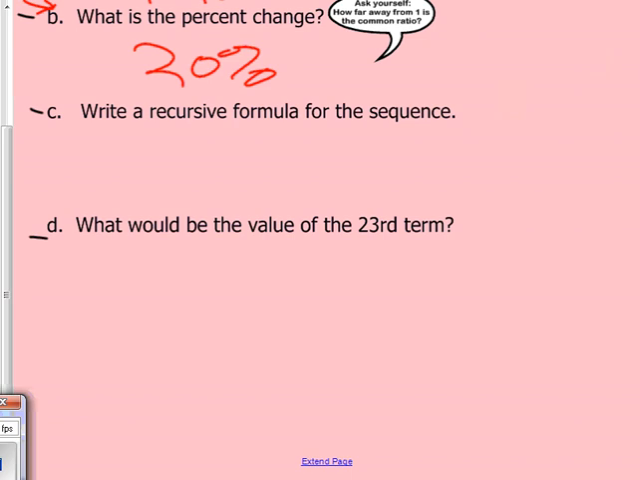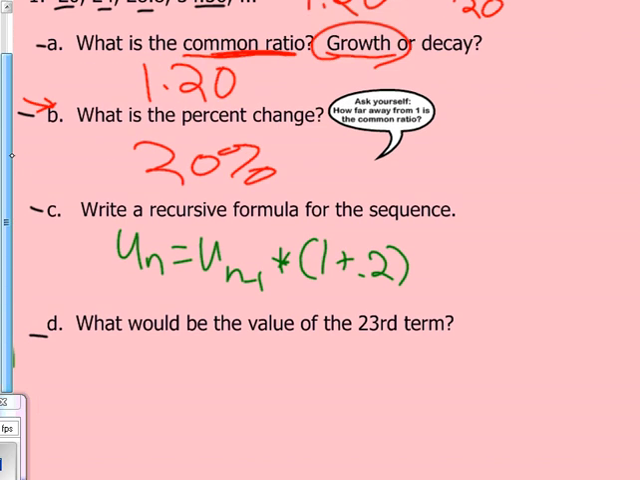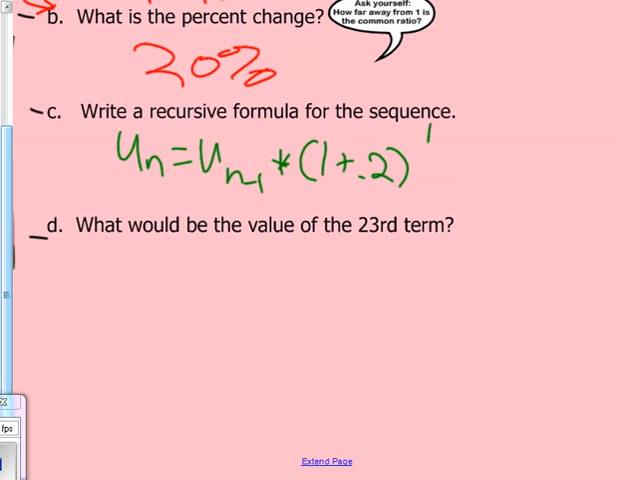Next one, let's go recursive form. Let's go row 1, person 3. Then n minus 1 times by what? 1 plus 0.2. Perfect. And then, of course, in theory, you'd be writing your starting terms too. So what's the rest of the formula there? u of 1 is equal to 20. Yep. Perfect. That's what we're looking for.